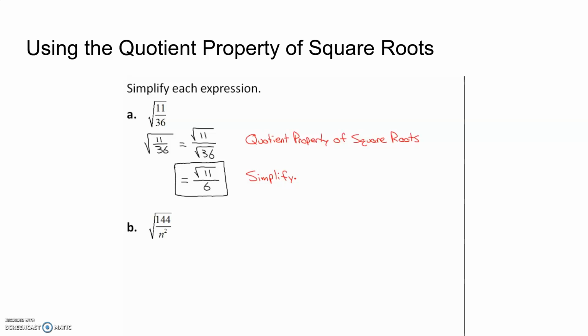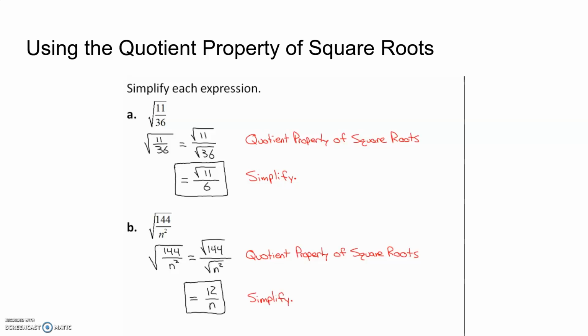First, use the quotient property of square roots. The square root of the quantity 144 divided by n squared equals the square root of 144 divided by the square root of n squared. Because the square root of 144 equals 12 and the square root of n squared equals n, the expression simplifies to 12 divided by n.